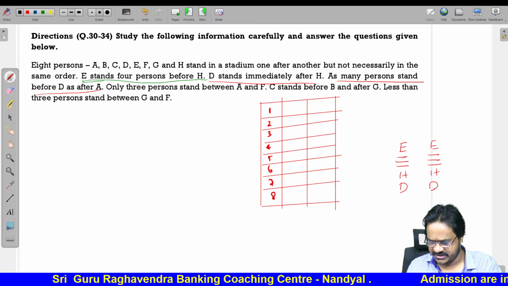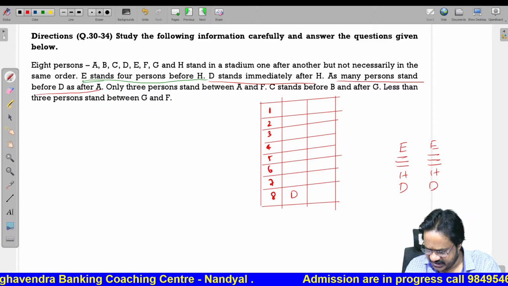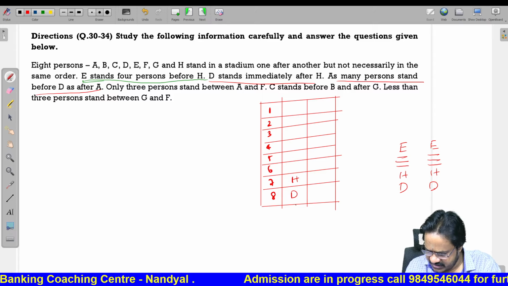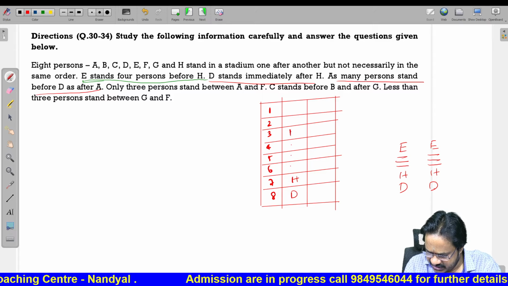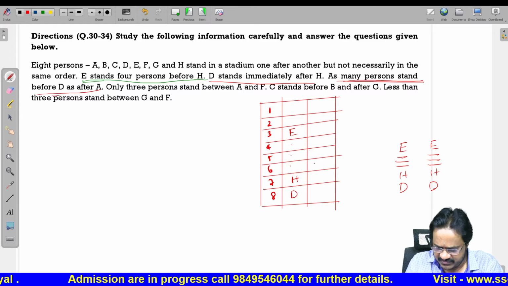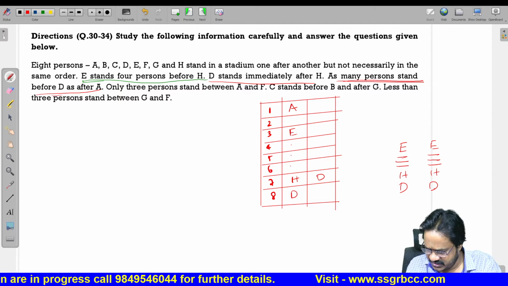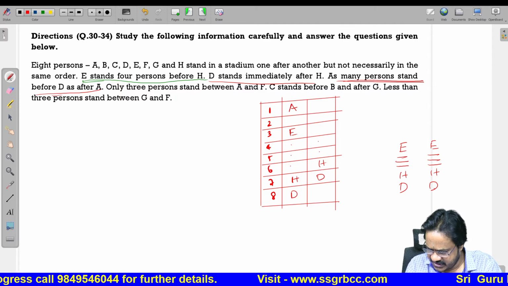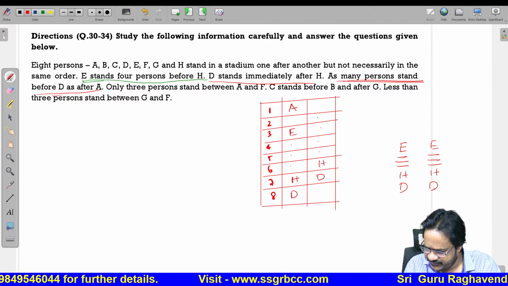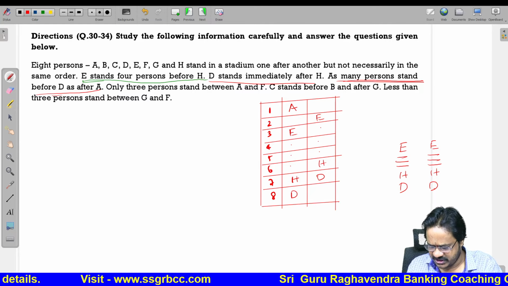Now let us start. First, let us take D here, then H here. 1, 2, 3. Here we will get E. Now, as many persons stand before D as after A. We can take it like this: D, H, take 3 gaps, then E. So, can we take A? No. So, it is not possible.